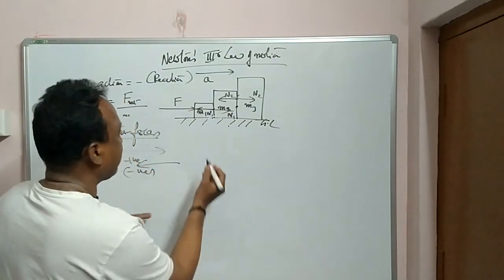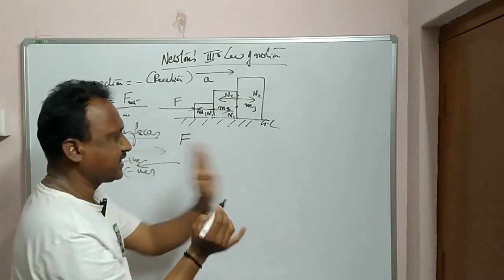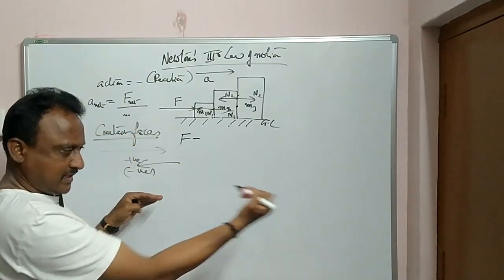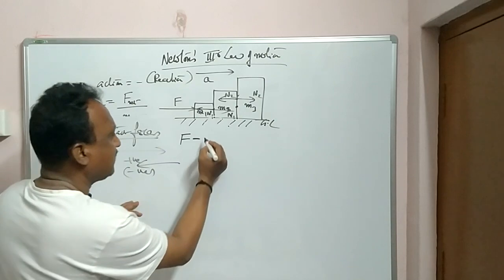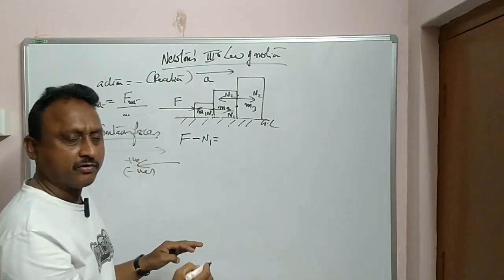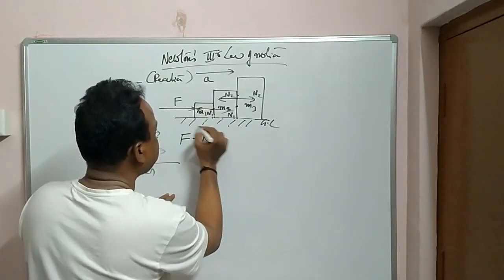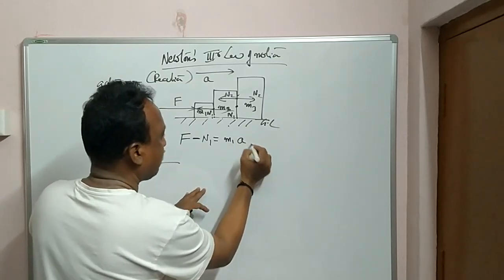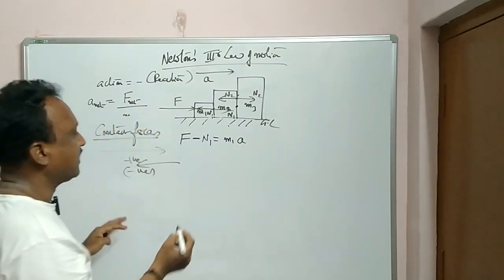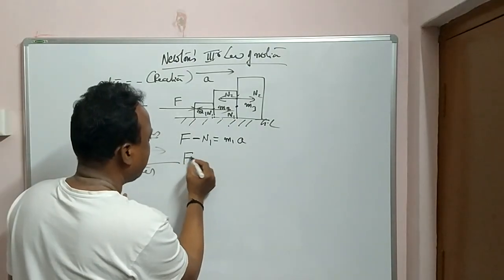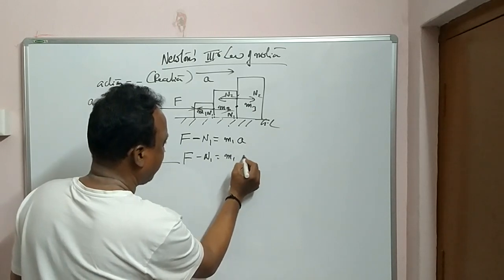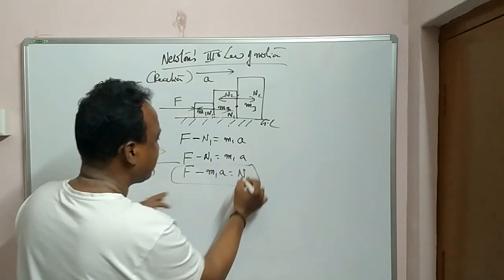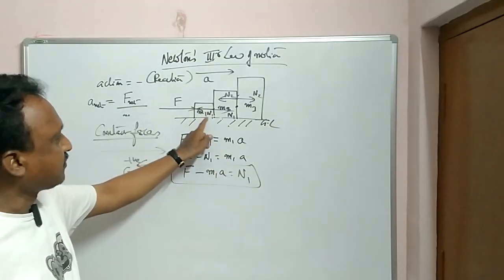Now we calculate N1. F is the total force acting in this direction on block M1. So F minus N1, the normal force you assumed, is equal to M1 A, where M1 is the mass of the first body and A is the common acceleration, given by F net by M net. So finally F minus N1 is equal to M1 A, or F minus M1 A is equal to N1. This is how we get the contact force between the first block and the second block.